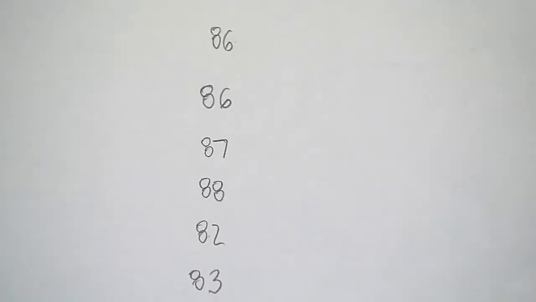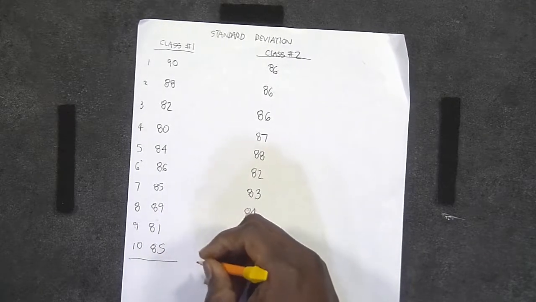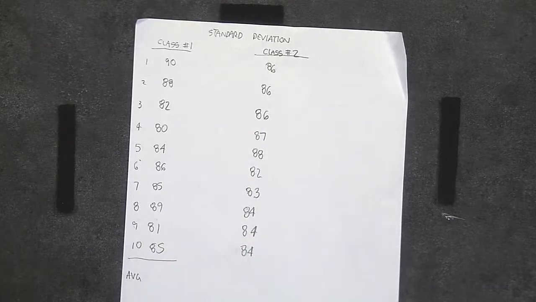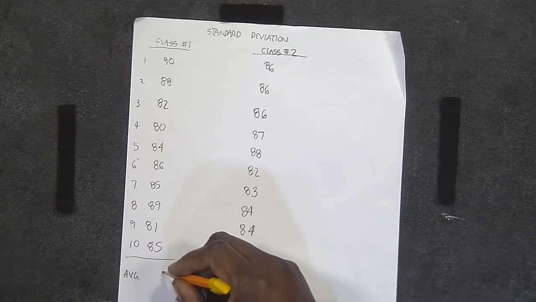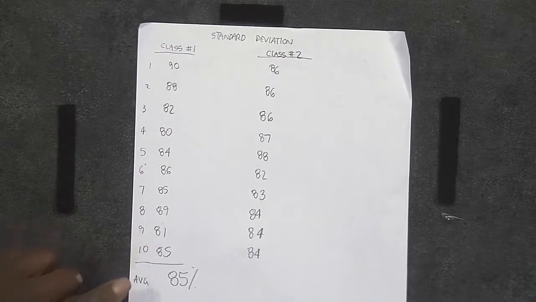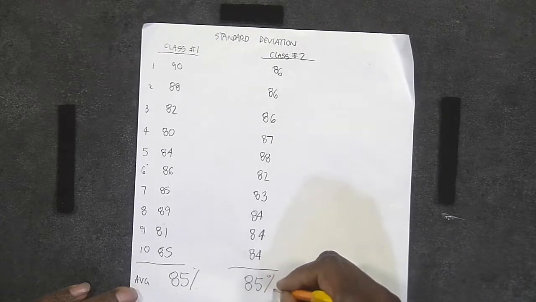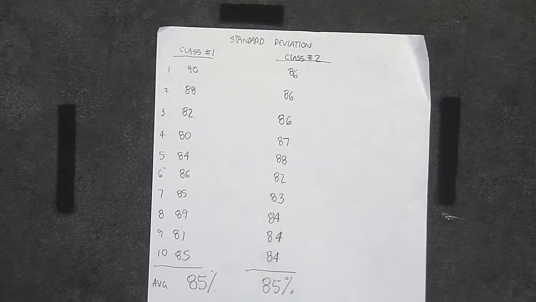Well, I computed the class average for both these classes. Before I started the show, I added up all of these scores and divided by 10 to get the class average of the first class, which was 85%. I did the same here, and this class average was also 85%. Both classes averaged 85%, but their scores were different.